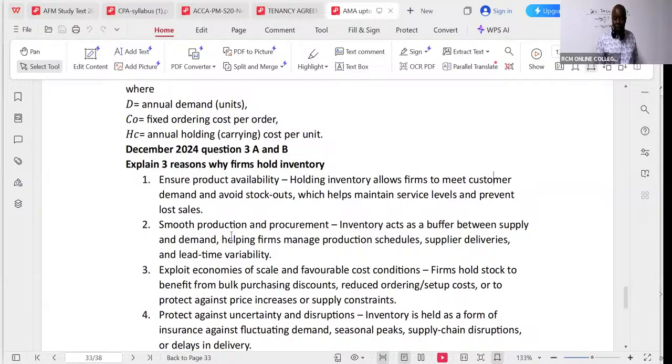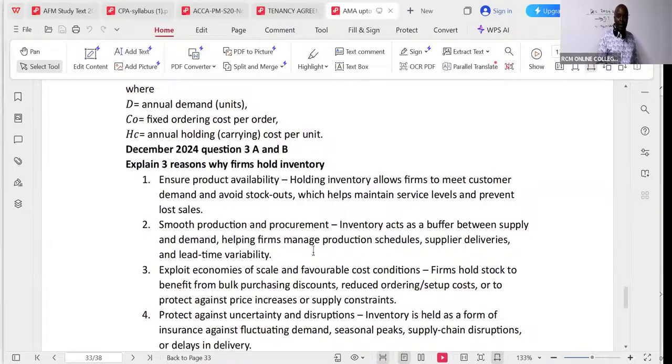Smooth production and procurement. We shall not have production hiccups. Inventory acts as a safety buffer between supply and demand, helping firms manage production schedules, supplier deliveries, and lead time variability.